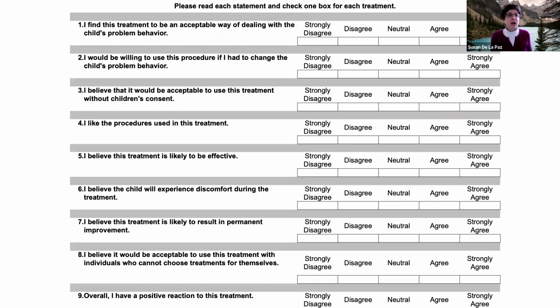Okay, here's a different type of rating system, finding that the treatment is socially acceptable. That's number one, willing to use, and so forth. So it's just the same kind of question. Maybe you like this format a little bit better than the one that I showed you prior. I like number 7. I believe the treatment is likely to result in permanent improvement. That would be really great to know.